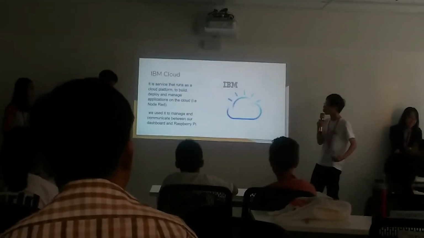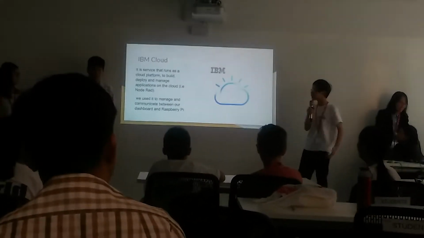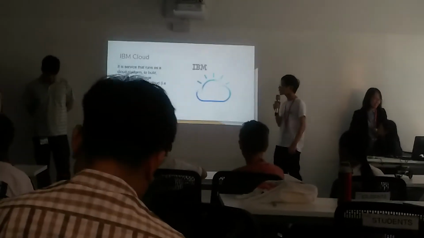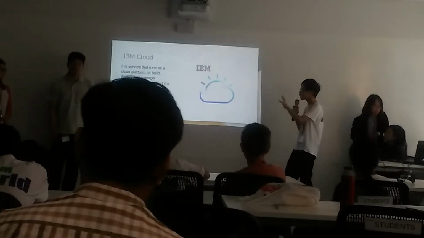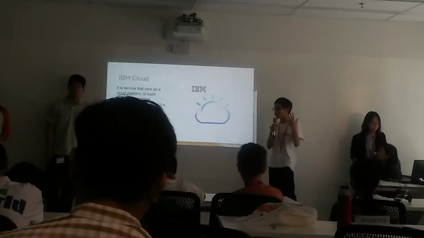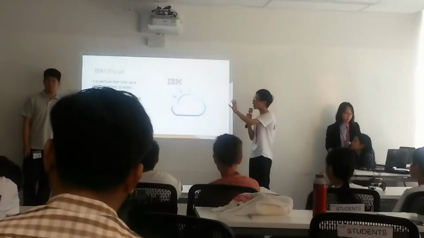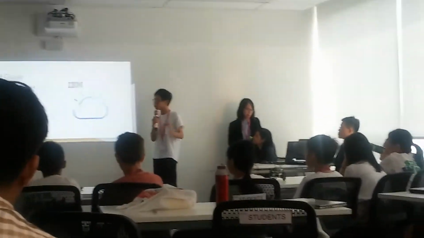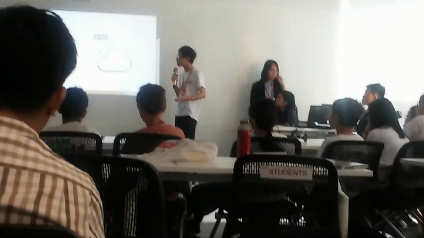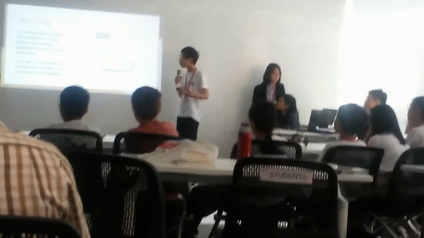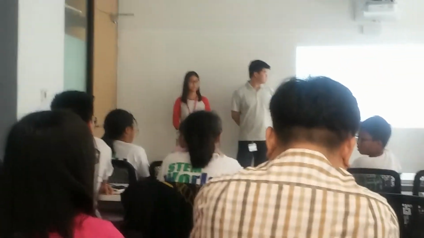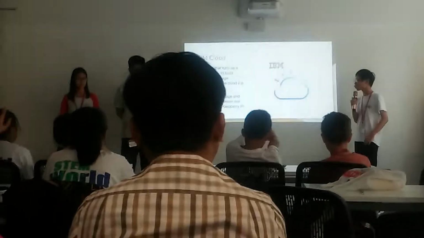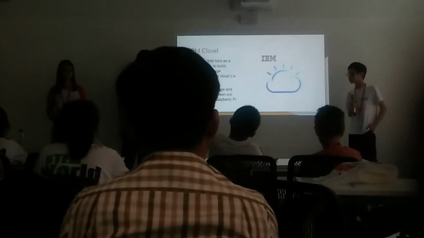Now, you may wonder, what is the IBM Cloud? What is the IoT? IoT is the Internet of Things. It's where you store stuff online, and the IBM Cloud is one of those. It's a service that runs as a cloud platform to build, deploy, and manage applications on the cloud, in which we use Node-RED. And yeah, we use that Node-RED to communicate between our dashboard and the Raspberry Pi.